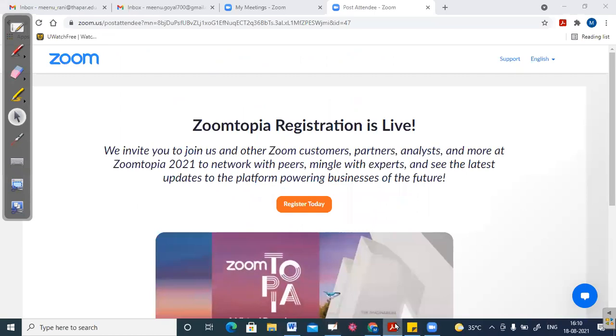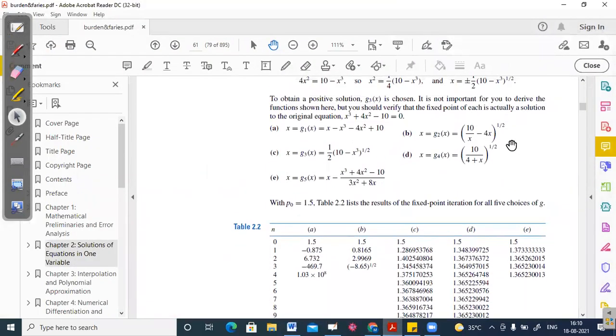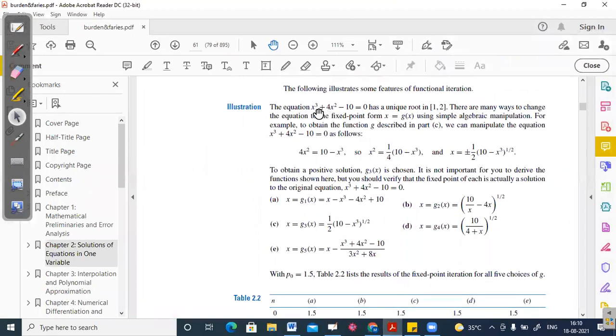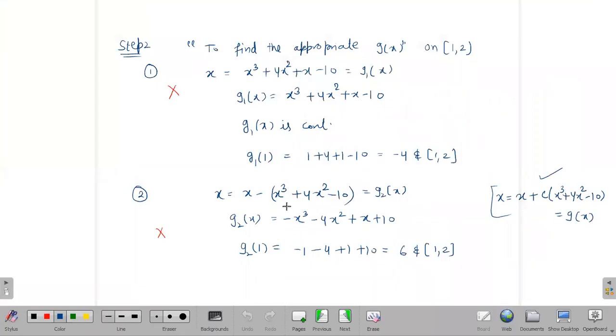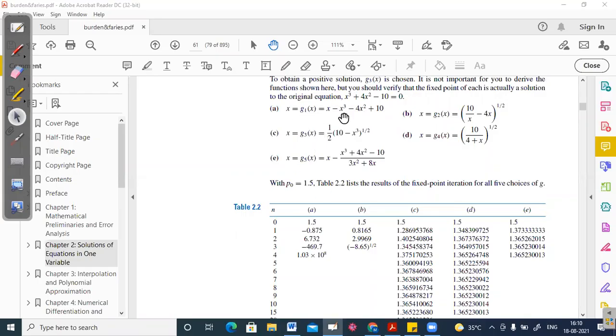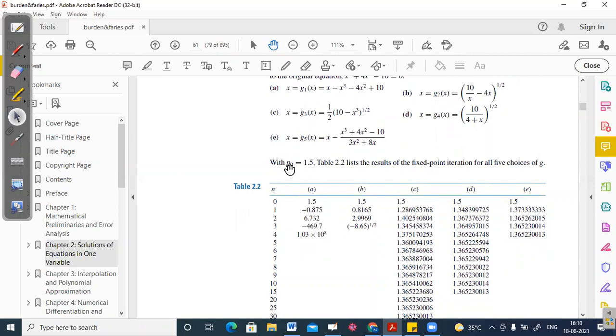This is the same question. I can discuss that this is the equation. You have to find the root for this equation, and there are some forms they have written. This form they have written, x minus x cube minus 4x square plus 10. This is another form of the g of x. They have taken 5 forms. Okay, so now this is not an appropriate g of x that we have taken in the second step, the second g of x, x minus x cube minus 4x square plus 10. So for this, they have made the sequence also, means they have taken the initial guess.